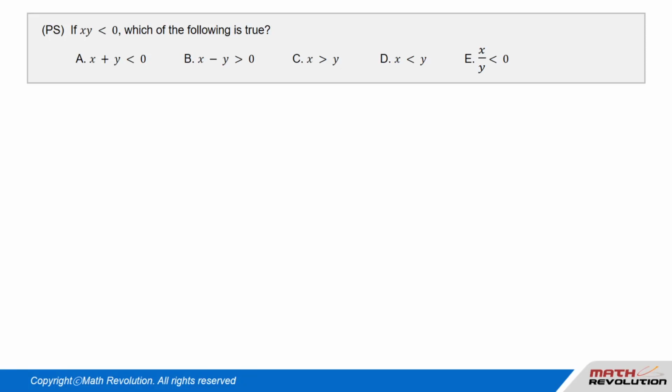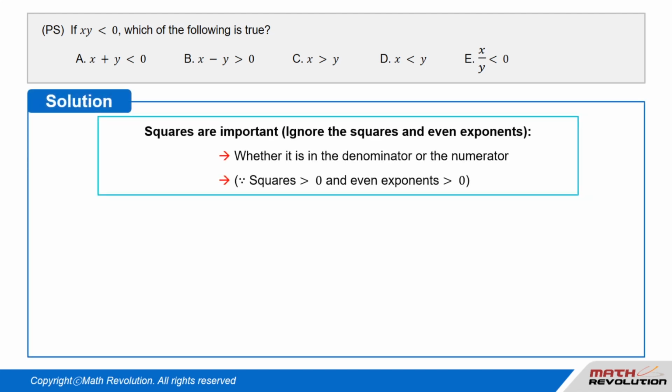Question. If x times y is less than 0, which of the following is true? Solution. Squares are important. Ignore the squares and even exponents.